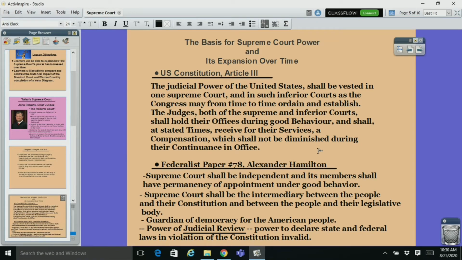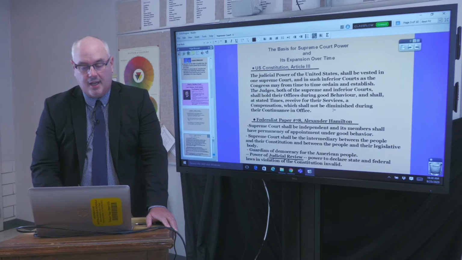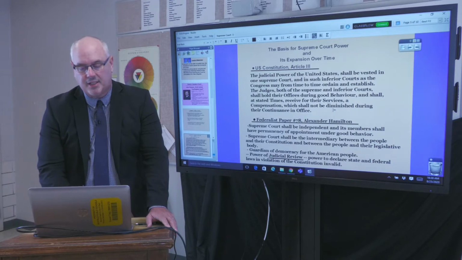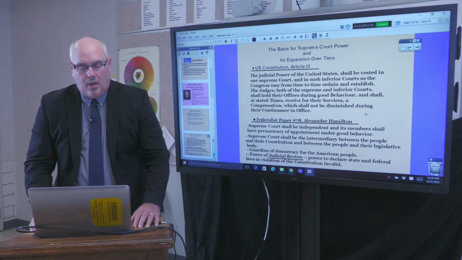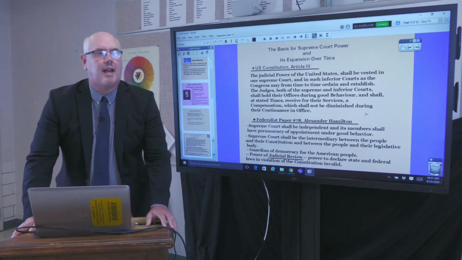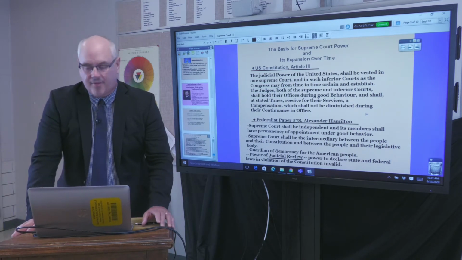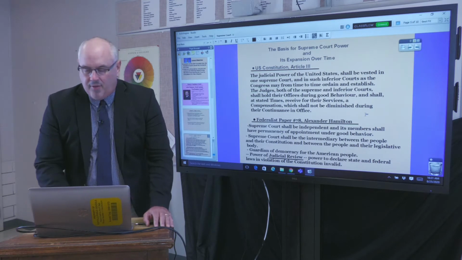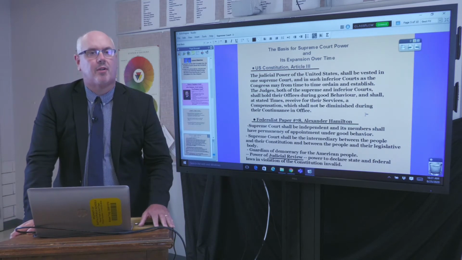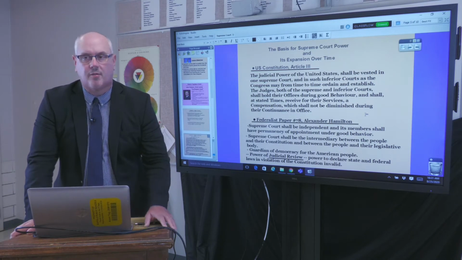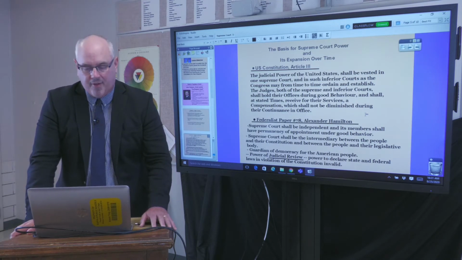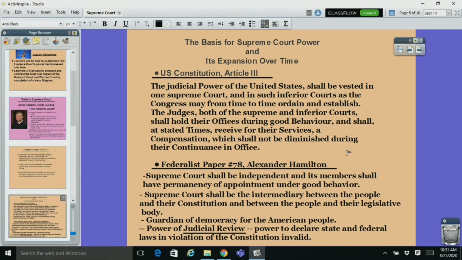The judges, both of the Supreme Court and inferior courts, shall hold their offices during good behavior and shall at stated times receive for their services a compensation which shall not be diminished during their continuance in office. The power of the court was greatly enhanced, however, not yet realized, by Federalist Paper number 78, written by Alexander Hamilton. Federalist Papers were a group of op-ed papers that had been published in newspapers around the time that the Constitution was being debated to be ratified. And Hamilton was trying to explain and give commentary on how the Constitution works.